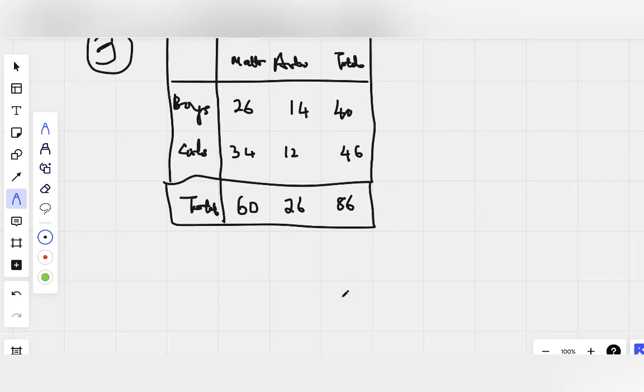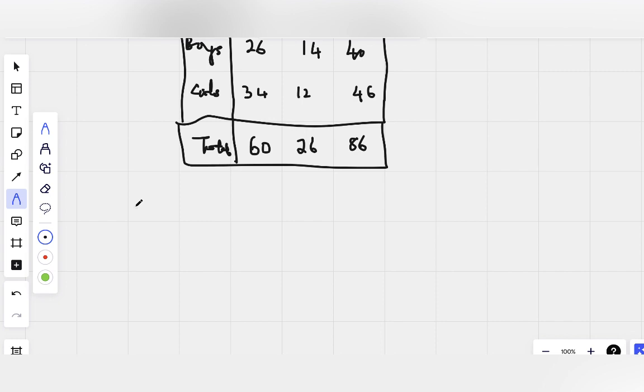It says a student is chosen at random. Calculate the probability that they study mathematics. A student is chosen at random. They're not telling you whether it's a boy or girl. This is part A of the question: find the probability that they study mathematics. So P of maths.